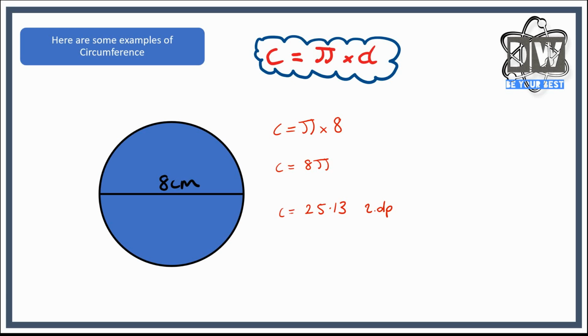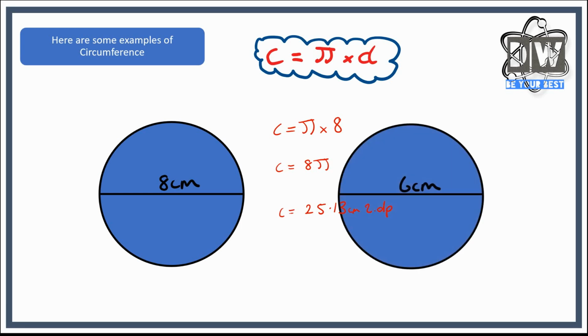Okay, now what you might notice is some would say, okay, well, my answer is in centimetres for a start, but is it centimetres squared? And the answer is no. It's not the area, it's the distance around the outside. So it's basically the perimeter of a circle. Right, so that's the first one.